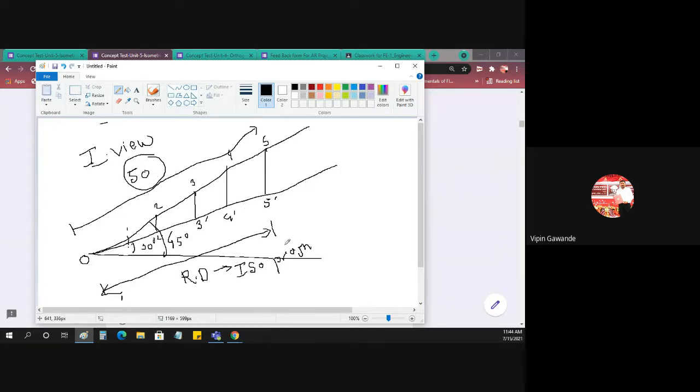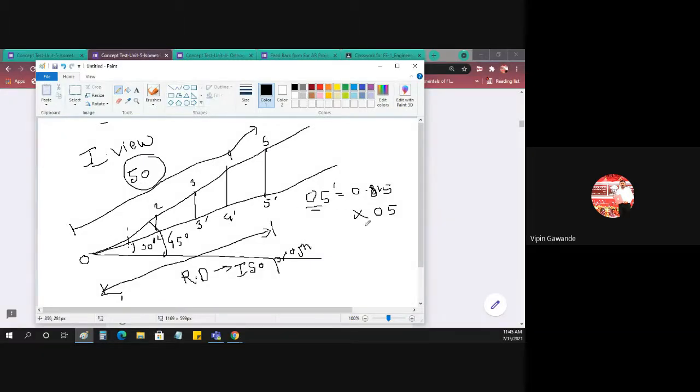And what is the reduced dimension? This is O5 dash. This is the reduced dimension, and it is used for isometric projection. What is the difference between these two? O5 dash is equal to 0.815 of O5. O5 dash is the reduced dimension, so O5 dash equals 0.815 multiplied by O5.